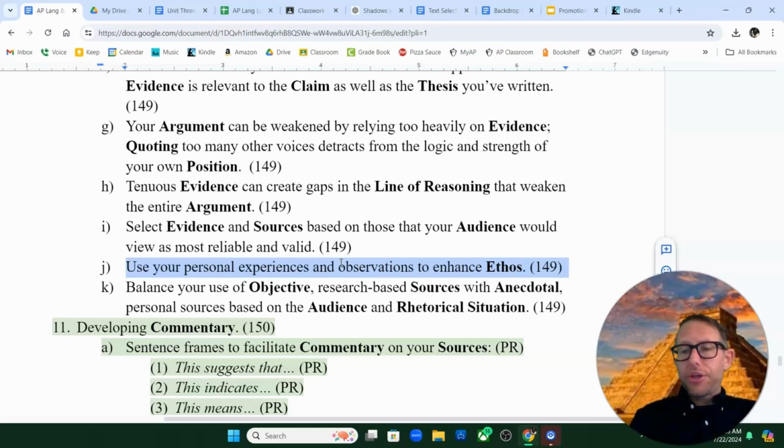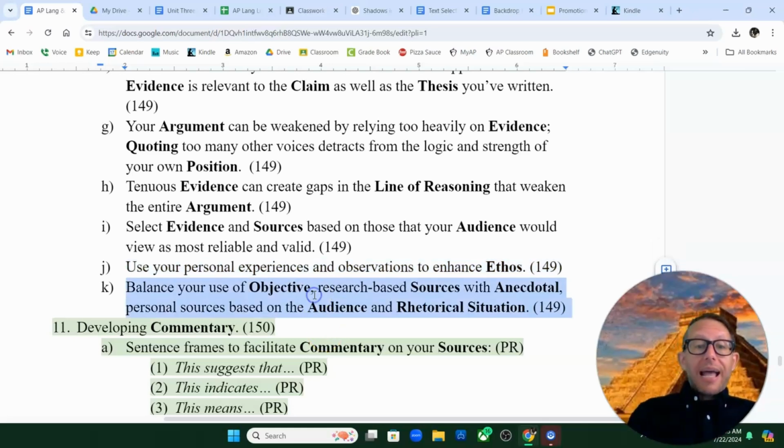We're not neglecting ethos just because stuff is all coming from our sources. Ethos might be slightly less relevant than it was during the argumentation essay, but it's not irrelevant. And so if you can have some personal experiences or observations to help that ethos, then by all means do it, okay?